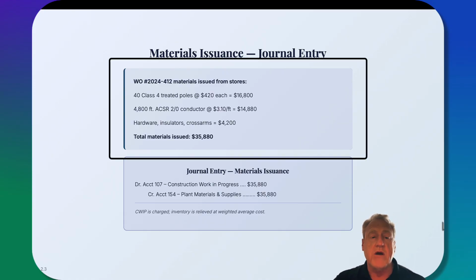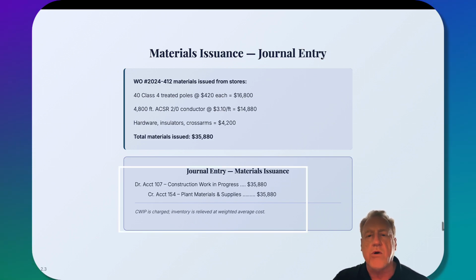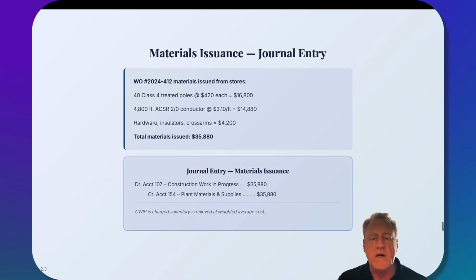We see in our example here for work order 2024-412, materials are issued from stores. We're going to issue 40 class 4 treated poles. We're going to issue conductor, and we're going to issue hardware, insulators, cross arms. Total materials issued are $35,880. That gets charged to the work order, and what we mean by charged is the work order balance is increased by $35,880, a debit to account 107, construction work in progress, and the credit goes to inventory, plant materials and supplies, account 154.